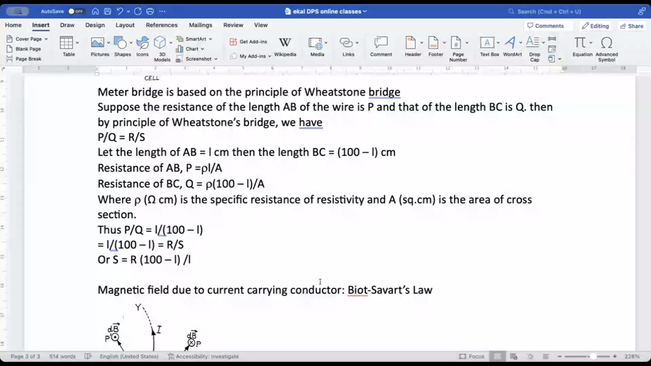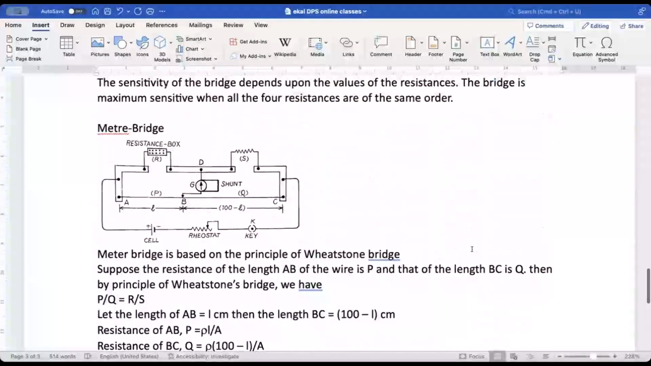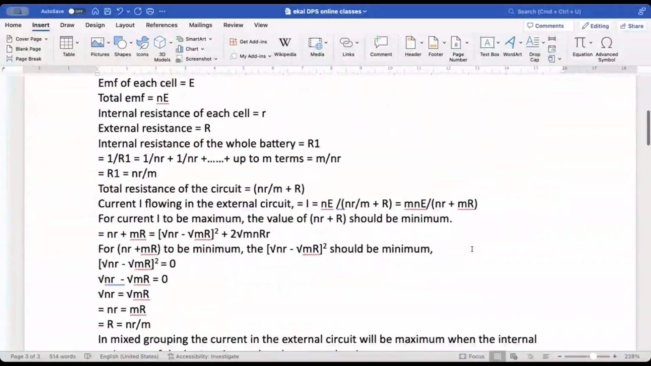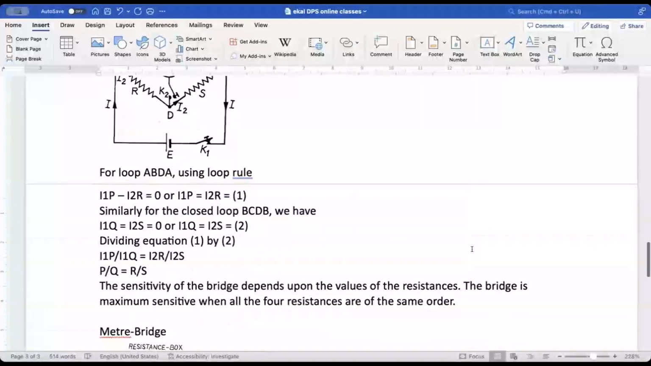So I think with this, the chapter is over, and we'll start with the new chapter tomorrow. That's magnetism.